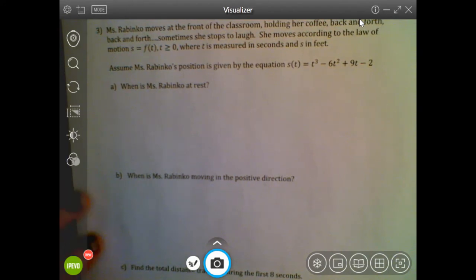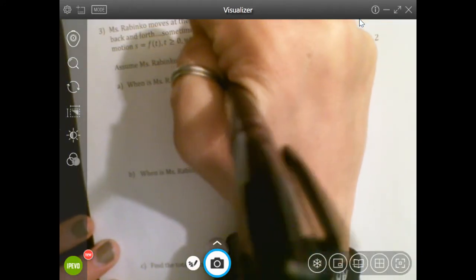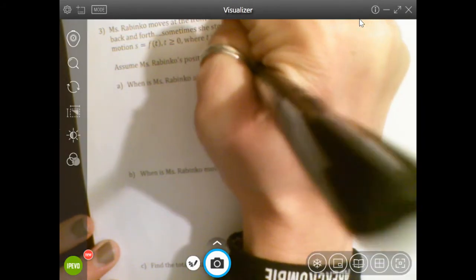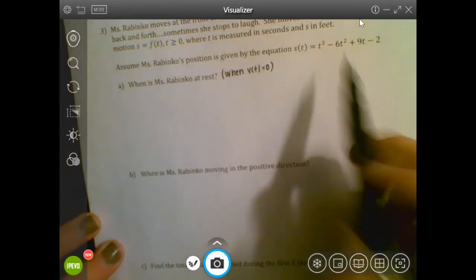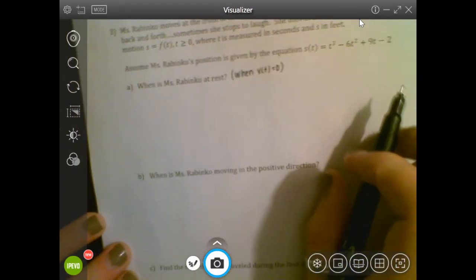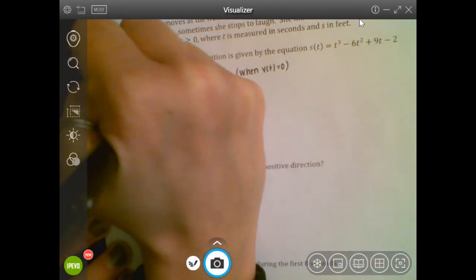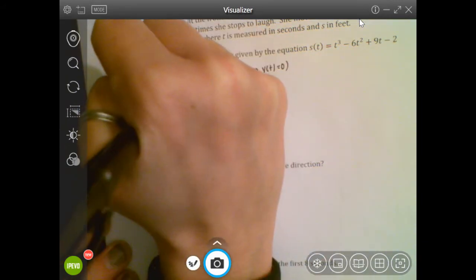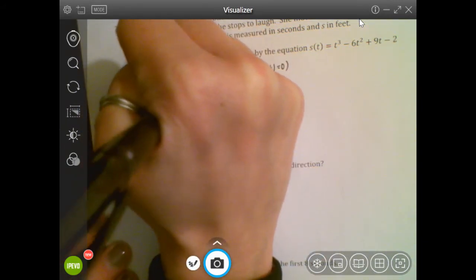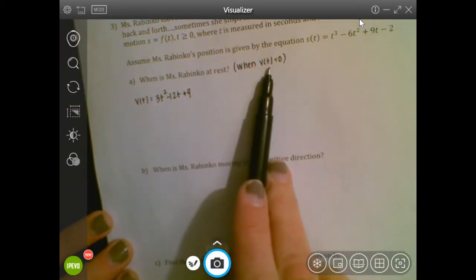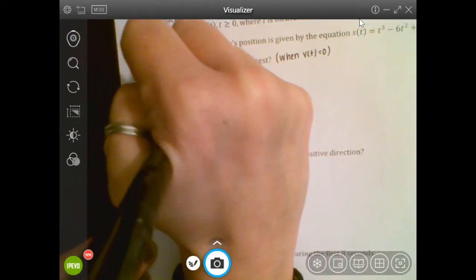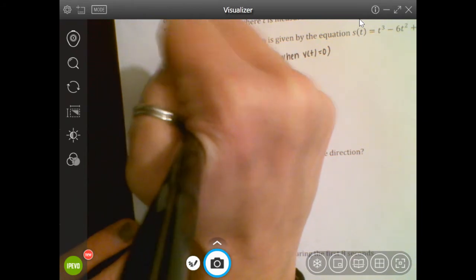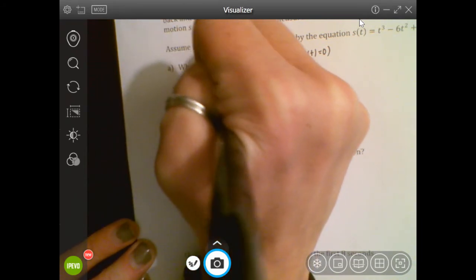The first thing I need to know is, well, when am I going to be at rest? Well, remember that we're at rest when v of t is equal to 0. So first thing I need to do is I need to get the derivative of this position function to figure out my velocity function. So I'm first going to find v of t. So that's 3t squared minus 12t plus 9. And I need to set that equal to 0. So I'm going to go ahead and say, okay, 0 is going to be equal to 3t squared minus 12t plus 9.